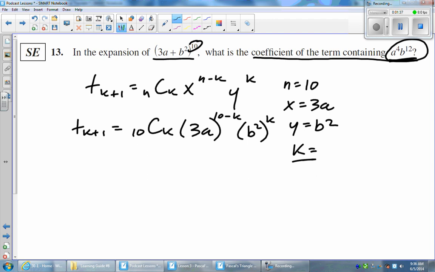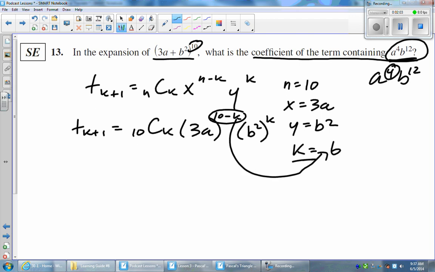Now, just by observation here, we need to figure out what k is going to be. To find out what k is, remember what we're trying to find. We're trying to find the term containing a to the power of 4 and b to the power of 12. So we want to create a power of 4 on the a term. Right now the power on a is 10 minus k. So to get 4, k must be equal to 6.